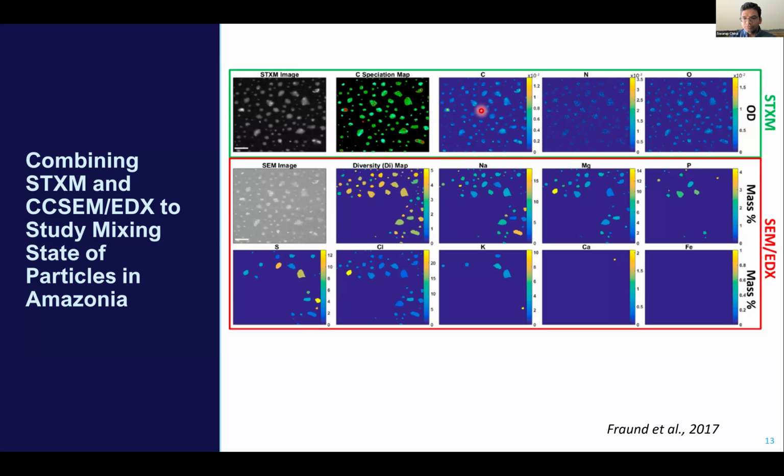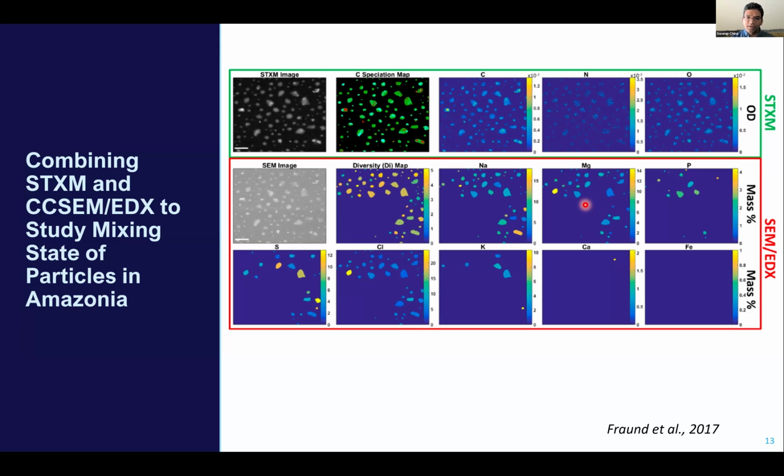Then you automatically track these particles with the software they developed, and you can look into the individual particles. Then they combined the mass of individual particles by combining carbon, nitrogen, and oxygen from STXM with elements higher than sodium from SEM, and developed this mixing state parameterization, or mixing state model, where you can quantify the mixing state of particles combining SEM and STXM.